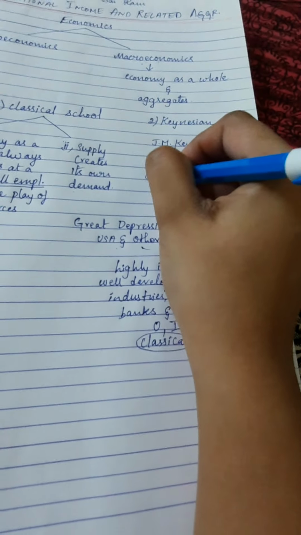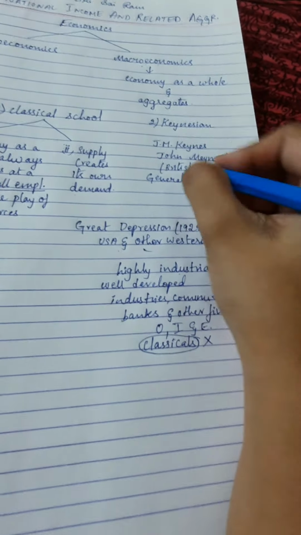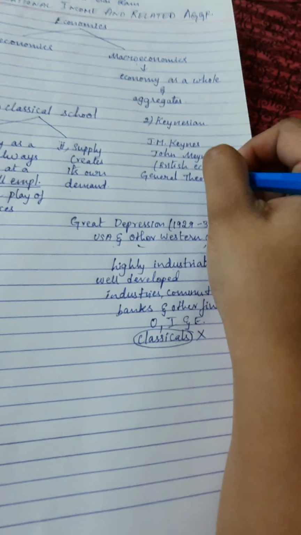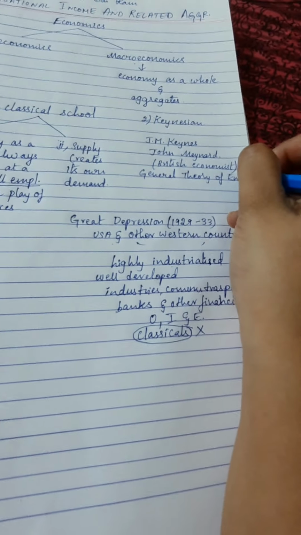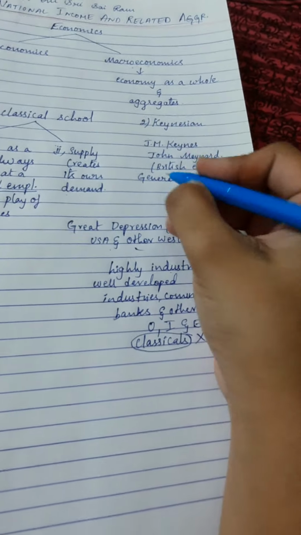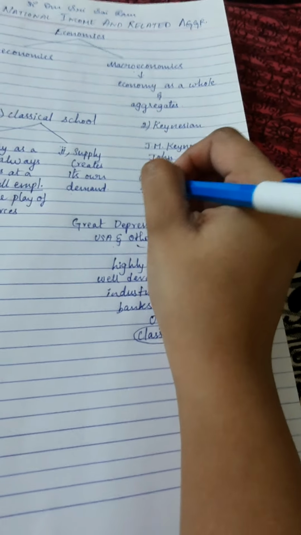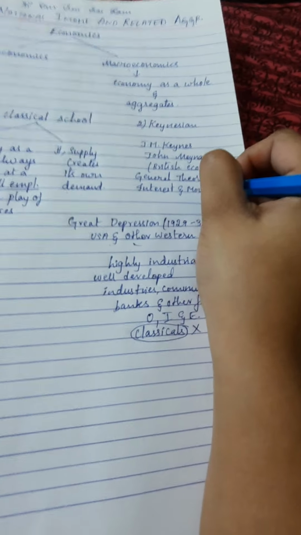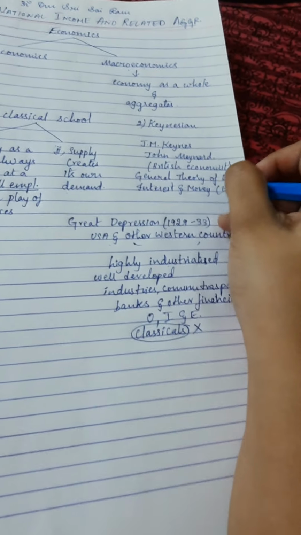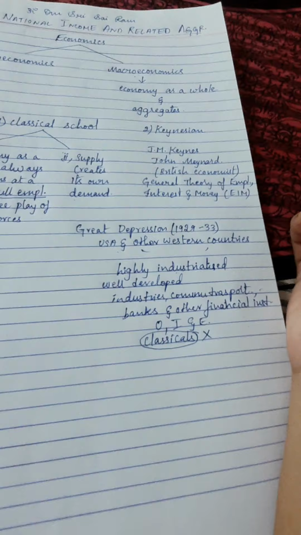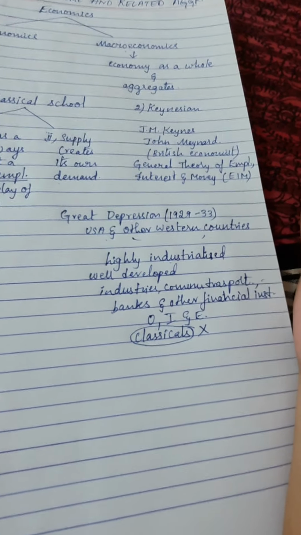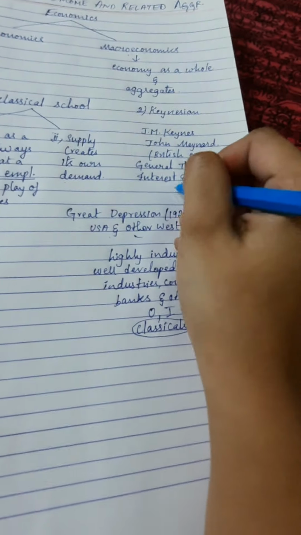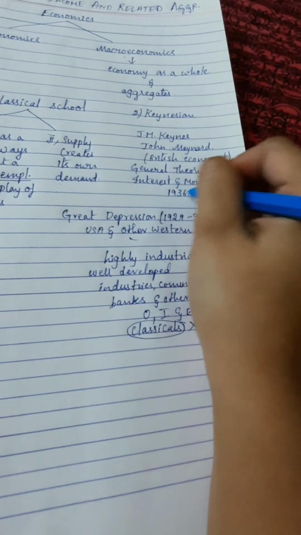His book is General Theory of Employment, Interest and Money. In short, you can remember it as EIM, so that when you go to the exam you can write it as the full form. And this was published in 1936.